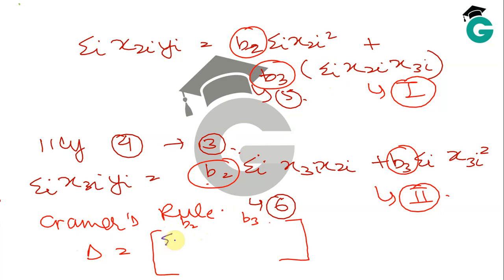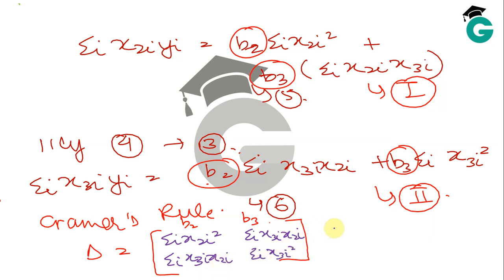So B2 would be nothing but summation x2i squared, right? And here in the second equation it is summation x3i x2i. Recall that small x's are nothing but capital X minus capital X bar. And then B3 has summation x3i x2i, right, and summation x3i squared.